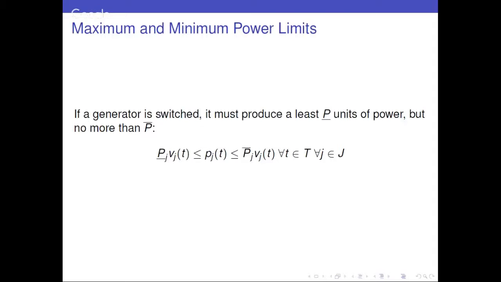Well, the first set of constraints is the maximum and minimum power limits. If a generator is on, it has to produce within a certain range. These constraints say that production has to be bounded by some lower bound capacity times the V and an upper bound times the V. So if V is 0, then P has to be 0. And if V is 1, then it has to be between the bounds. Right?